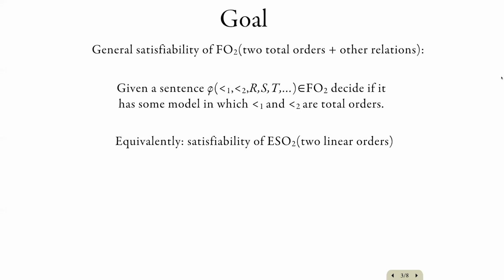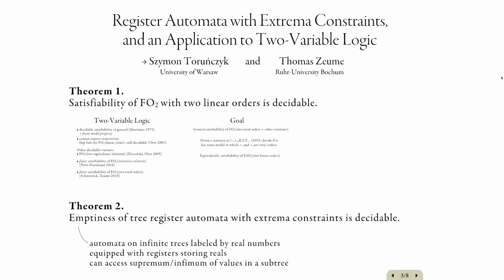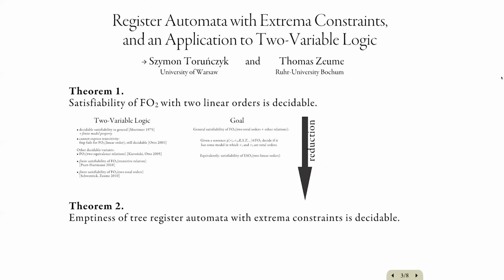You can express this more concisely by stating that the satisfiability of existential second-order logic with two variables and two linear orders is decidable. So in this existential second-order logic, we can use many second-order variables which range over relations, and then we can write a sentence of the two-variable fragment which uses only two first-order variables and talks about two total orders and the quantified relations. So this is what the first theorem states.